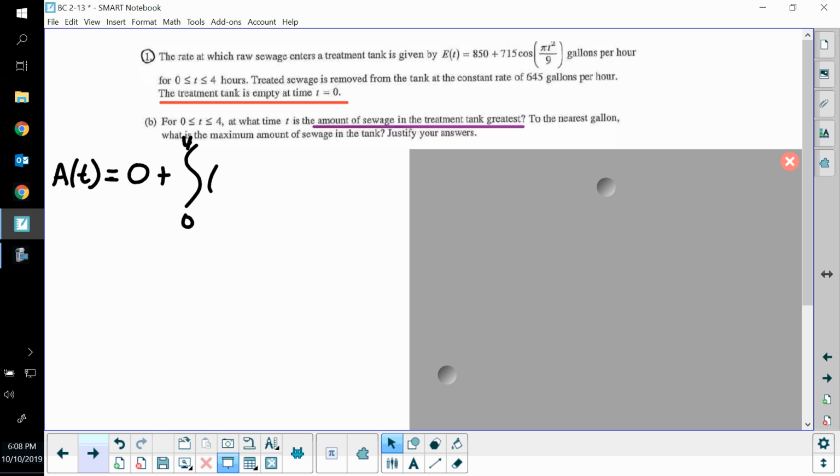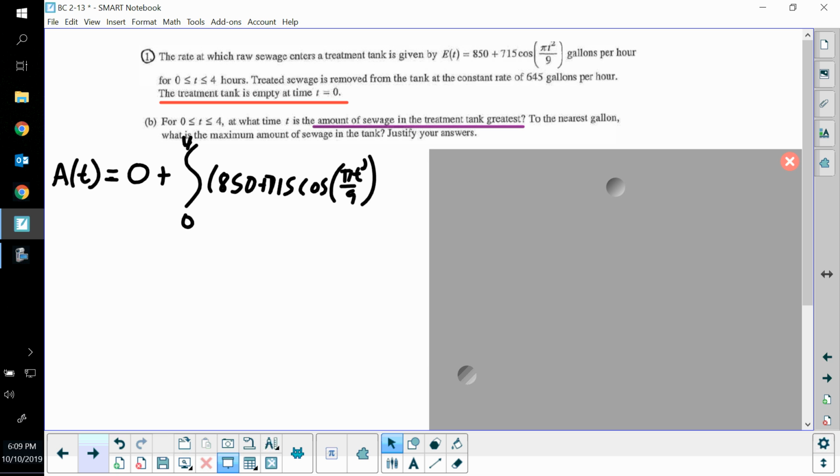We'll have our 850 plus 715 cos of pi t squared over 9. That's the rate that we're entering. And then we also have to take into account the rate that we're leaving, which is a constant 645. So we'll do minus 645, and then we'll have our dt on the end.